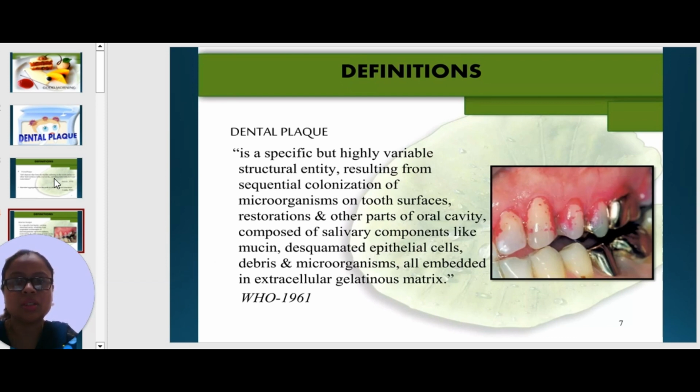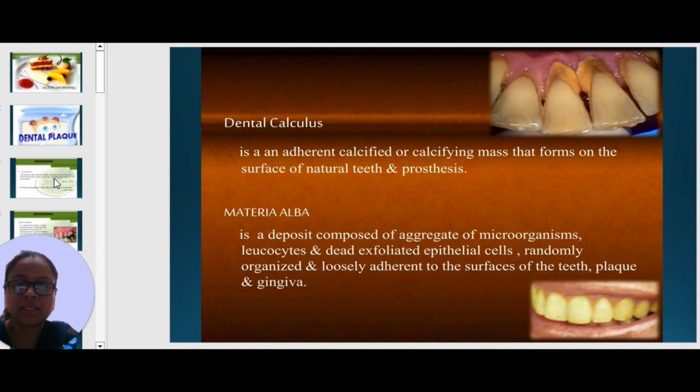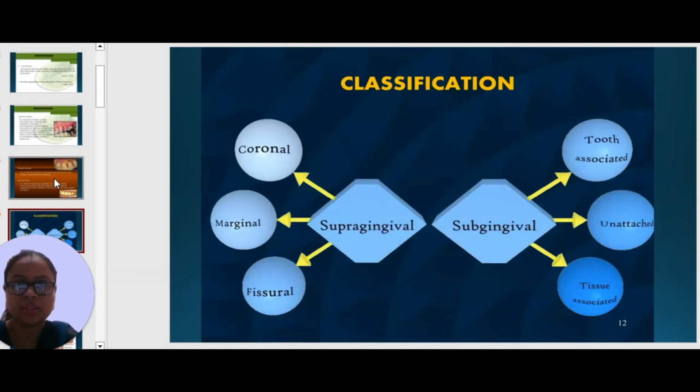According to them, it is a specific but highly variable structure that results from sequential colonization of microorganisms on the tooth surface, restorations, and other parts of the oral cavity. It is composed primarily of microorganisms, desquamated epithelial cells, and debris, all embedded in an extracellular gelatinous matrix. When dental plaque gets calcified, it is known as dental calculus, and when we perform scaling, we remove calculus along with plaque and make the tooth free from stains. Other soft deposits come in the form of materia alba and food debris.